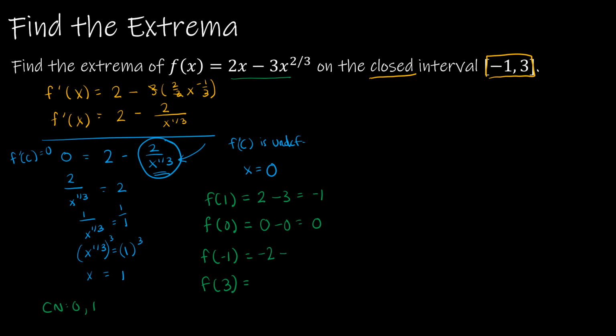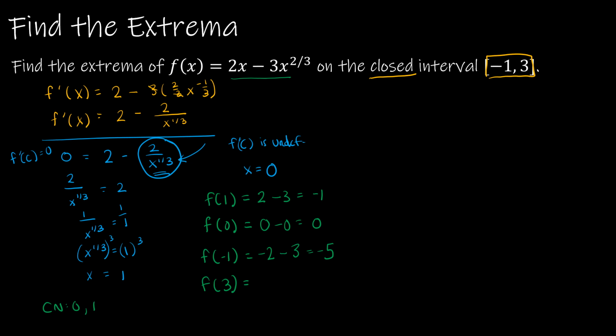And then minus, I've got -1, and then the cubed root of that is -1. I square it, I get 1. Take 1 times 3, so it's -2 minus 3, which is -5.